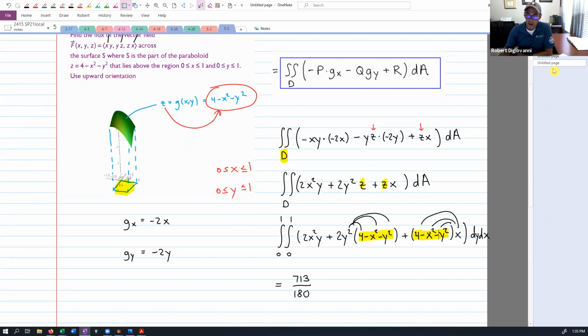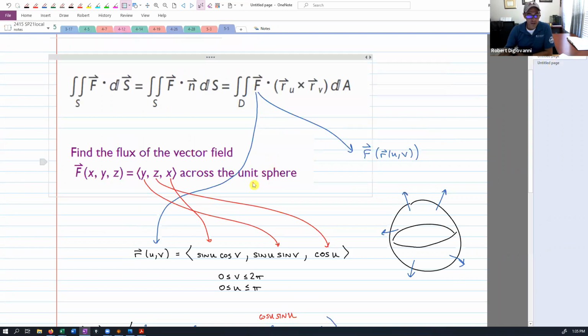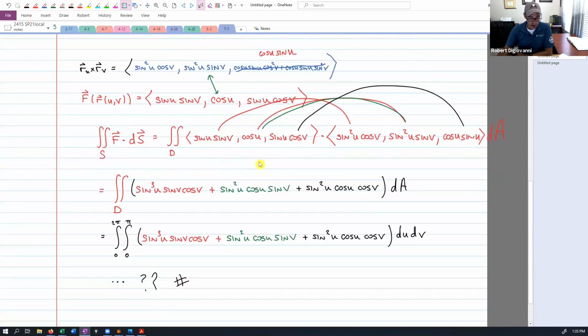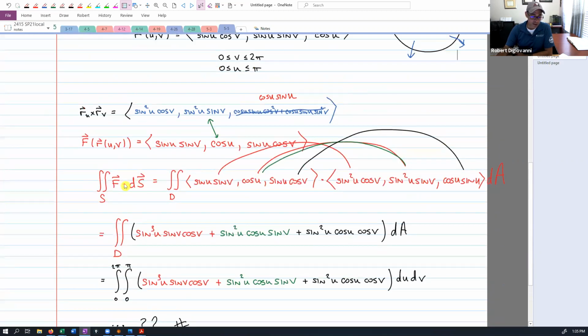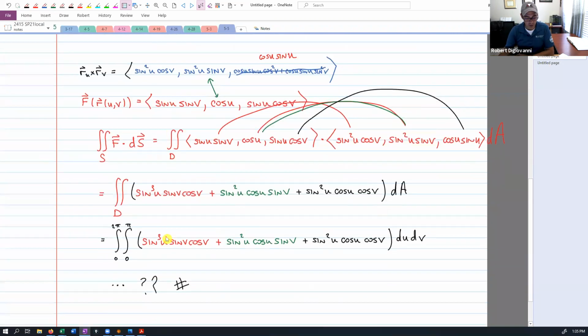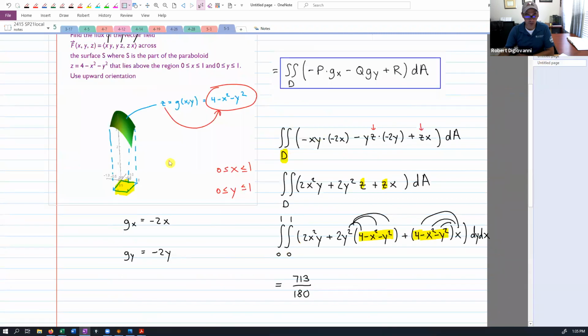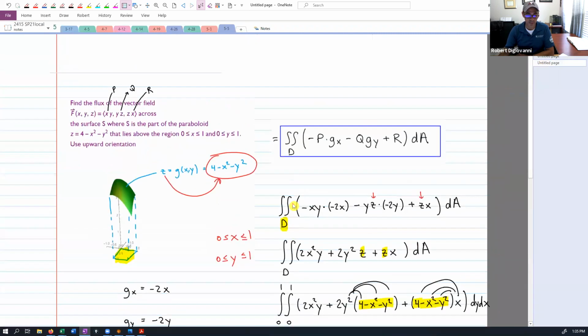So again, if you're trying to do flux where the surface you have cannot be written as a function of two variables, like the unit sphere cannot be done that way, then you have to do it this way. You have to evaluate the vector field on the surface. You have to cross the partials, dot those things together, and then do your integration. If you can actually get it to a function of two variables like this, you can use one of the shortcuts.